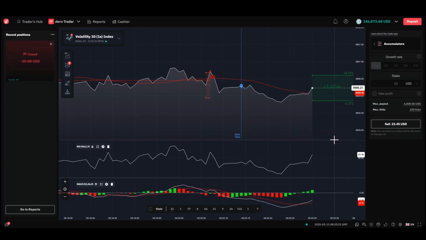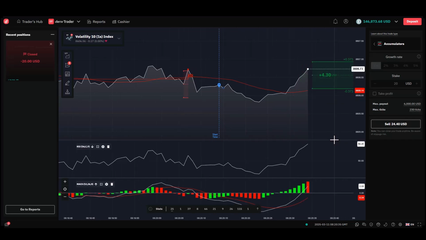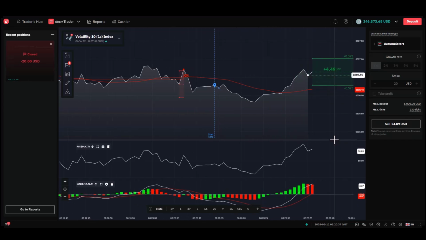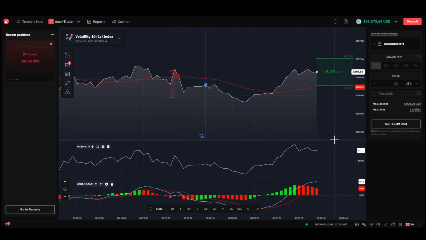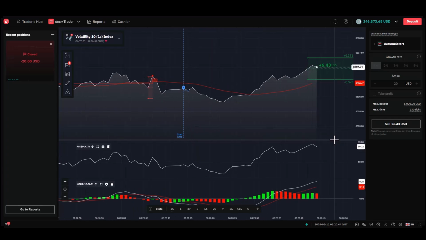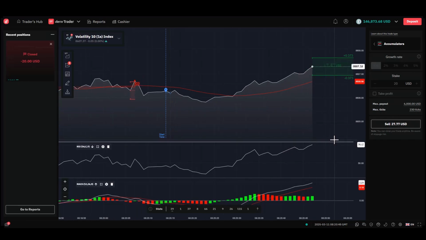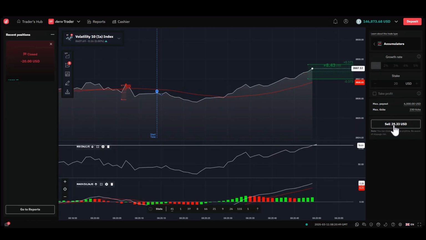So let's let it run a little bit, and hopefully we can get out of this one before it actually gets us stopped out. So far we've got $5. Let it run up to 10. You see how the profits are accumulated? We'll get ready here.